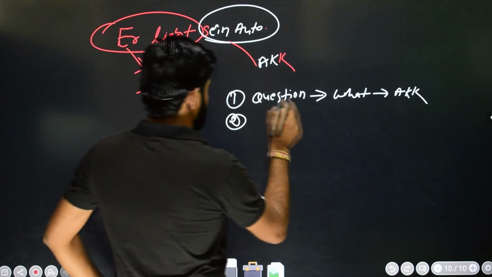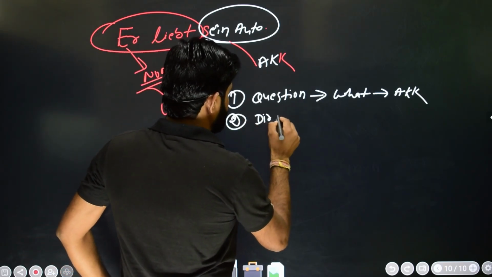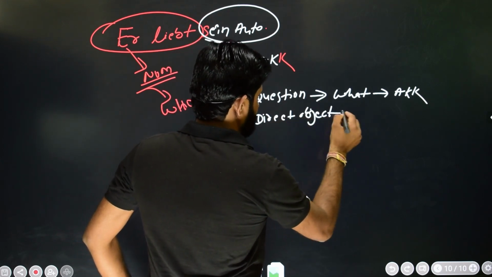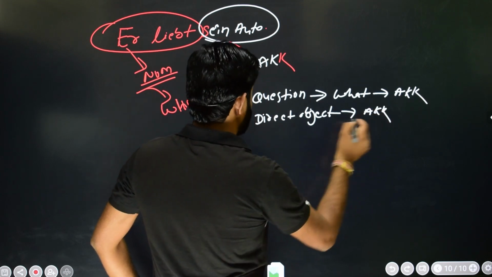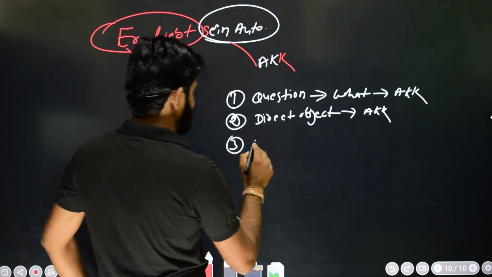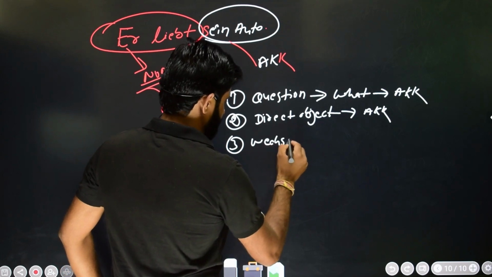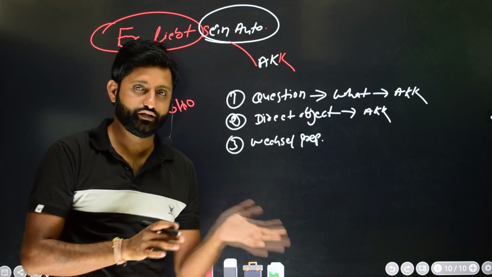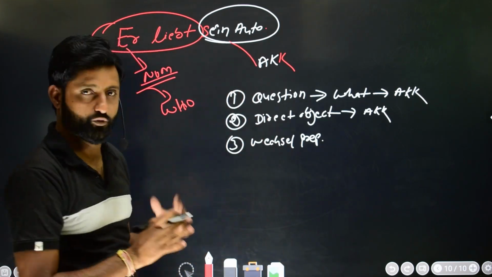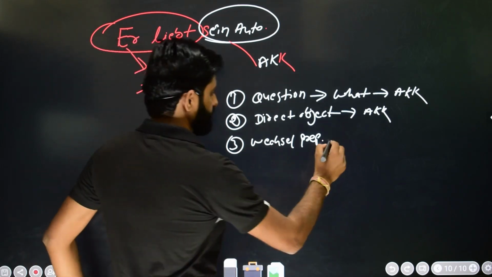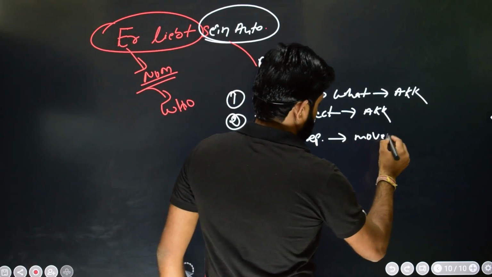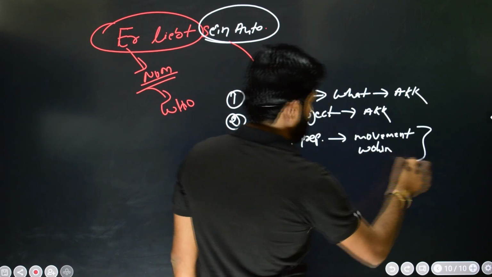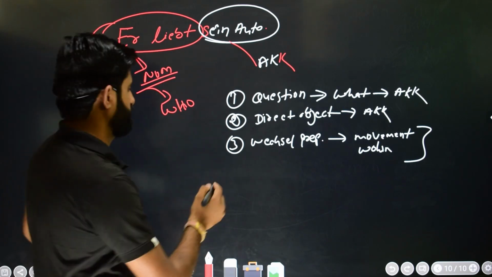The second way to identify the accusative case was the direct object. A direct object is always accusative. The third way is the Wechsel preposition. I have already explained the Wechsel preposition rule. We can identify Wechsel prepositions with two tips: moment, no moment, and with a question format. So let me write: moment and wohin question. You can apply either of the rules, moment and wohin.